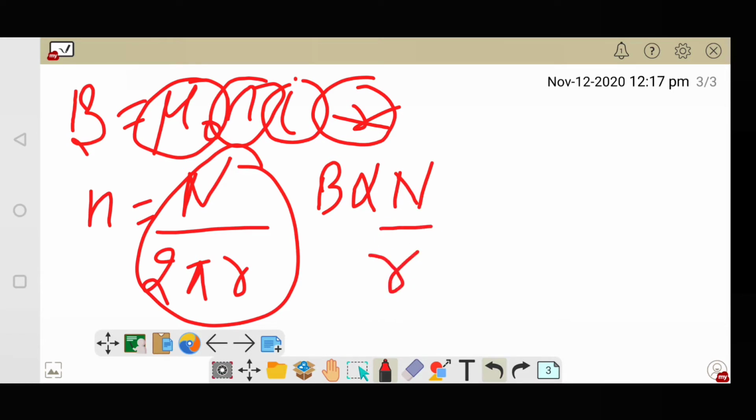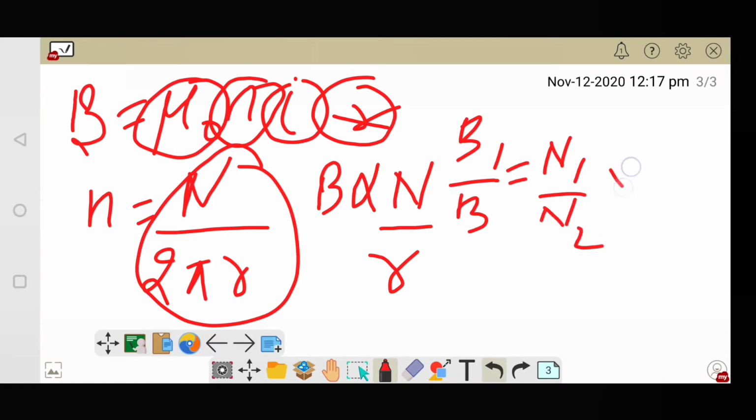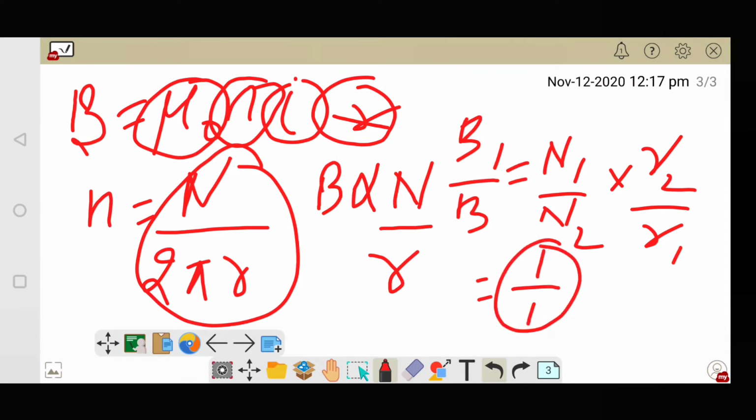Now that means B1 by B2 will be equal to N1 by N2 into R2 by R1. Now if you substitute the values, you will get the option as this. Substituting all the values, you will get it as 1:1. So option A is the correct answer.